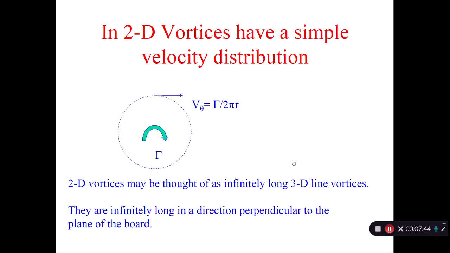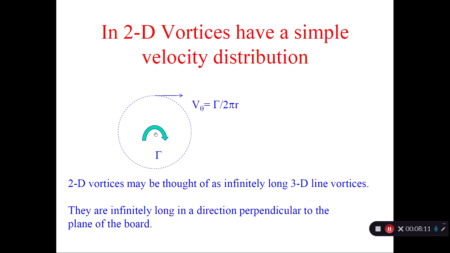Now, induced velocity in 2D is gamma over 2 pi r. This is a building block solution that we saw in chapter 3 of our book. Why is this? Because circulation is velocity times the distance. So v theta times 2 pi r, which is the circumference, equals gamma. So this is what we get in 2D.